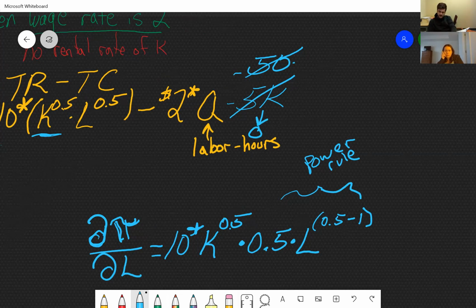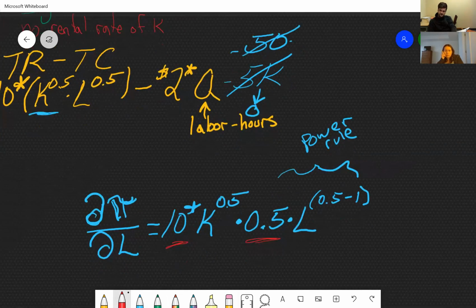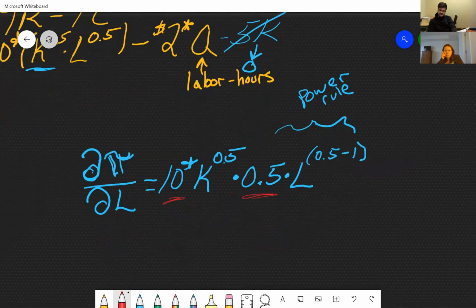And since we do have two like terms here, we've got a 10 and we've got a 0.5 in this equation, and everything's multiplied by each other, we can take that 10, multiply it by that 0.5, so we end up with 5 K to the 0.5 times, what's this going to be? L to the negative 0.5.